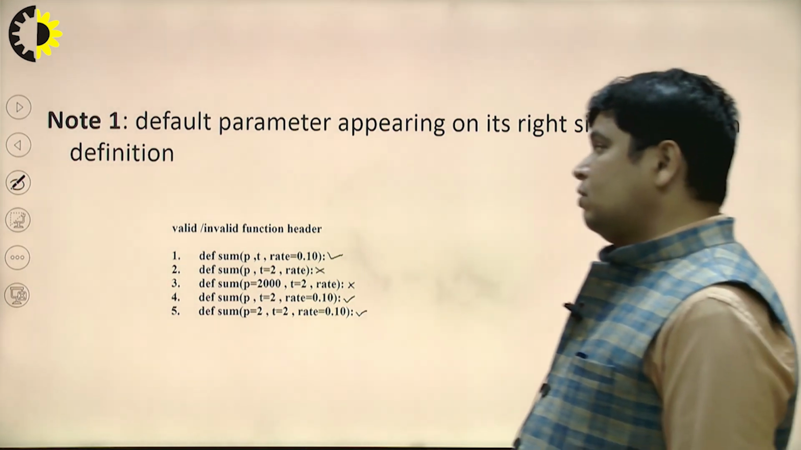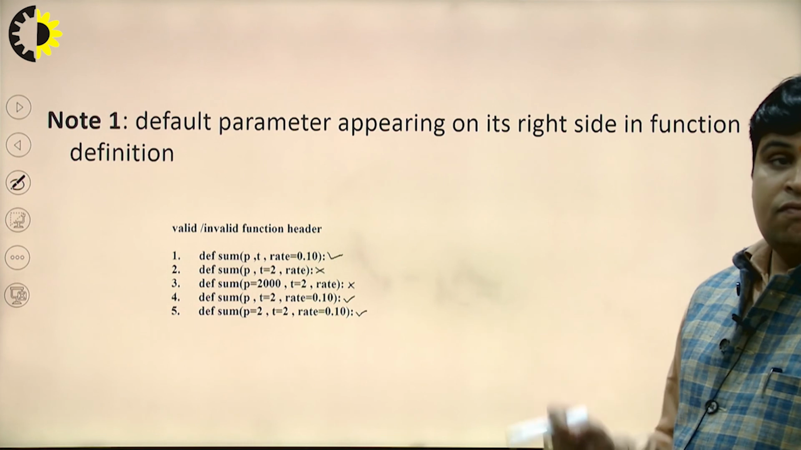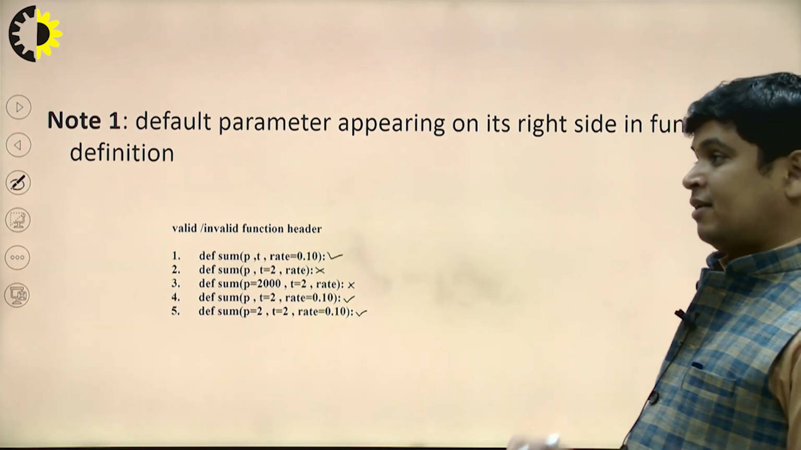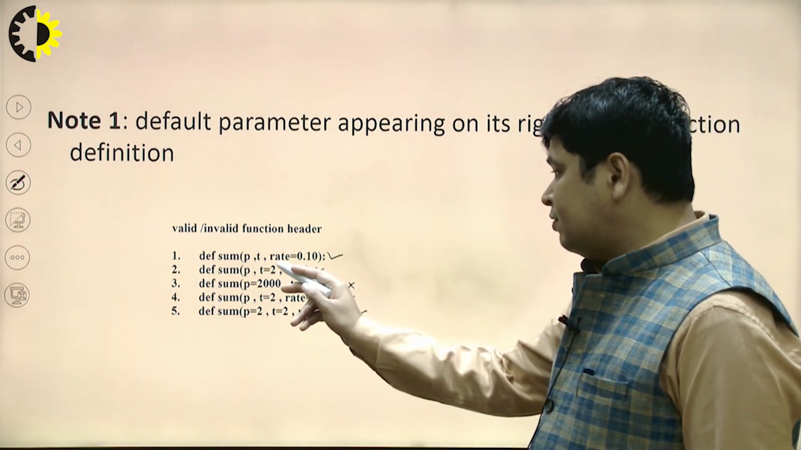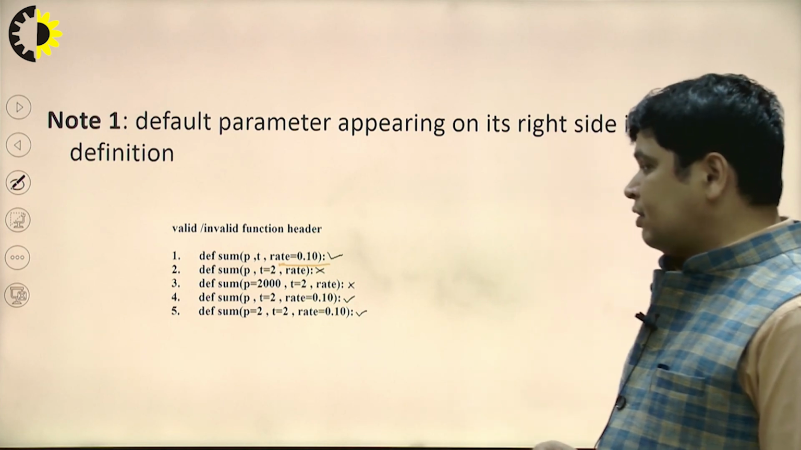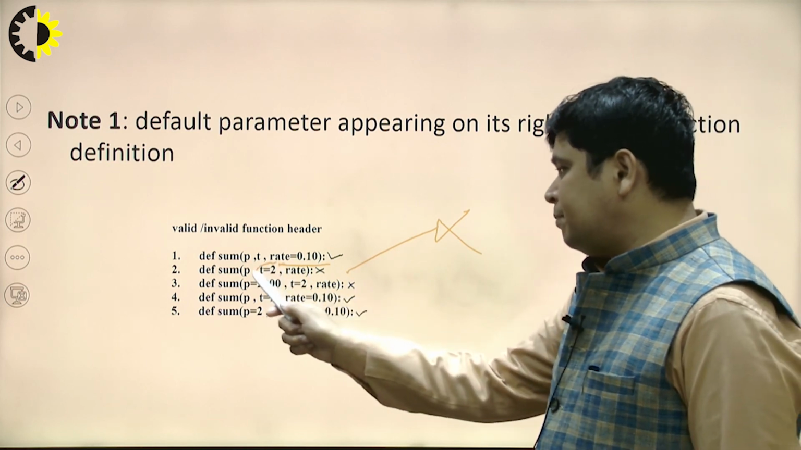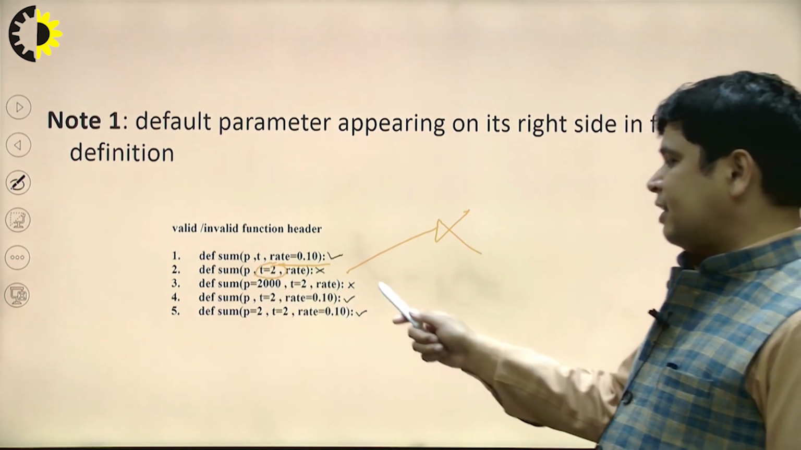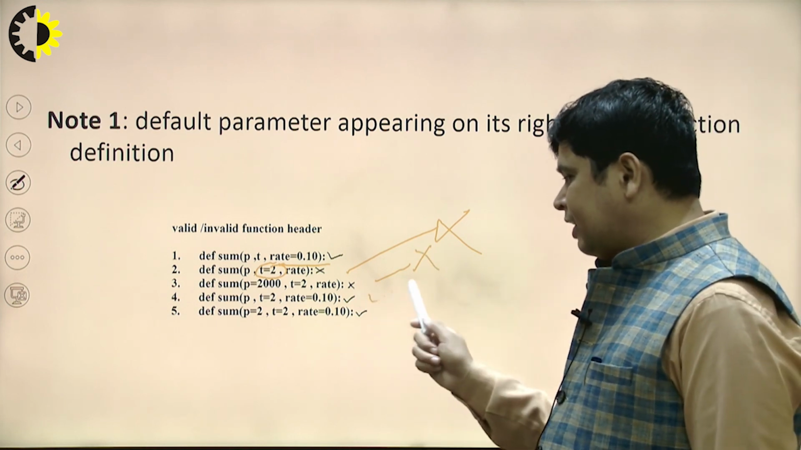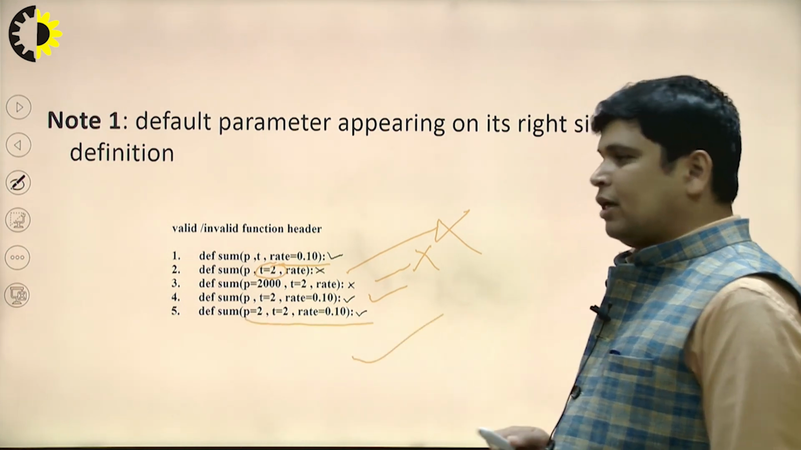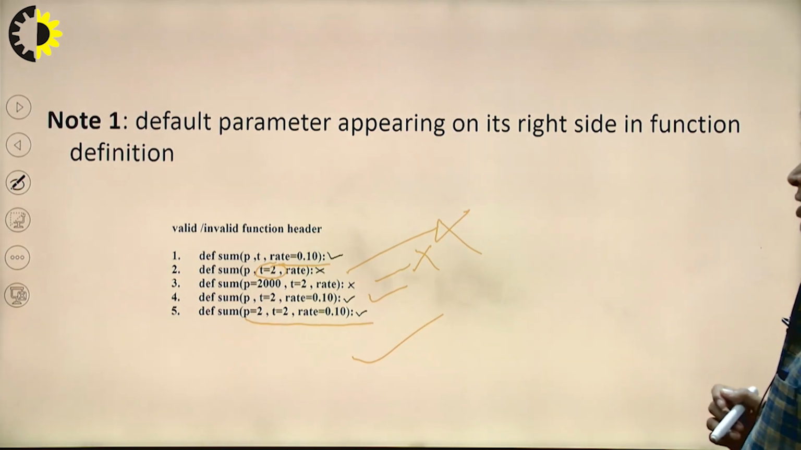And now make sure default parameters appear on the right side in the function definition. Make sure, inside the function definition, default parameters appear on the right side. You will see here, the first is right because rate comes to the right side of the function definition. Inside the second statement, this is wrong because a default argument appears in between. Again, then the third is wrong. Then again def sum, this is right, and we can pass all the arguments as default arguments, no issue at all in Python. Okay. So this is all about the default arguments in Python.